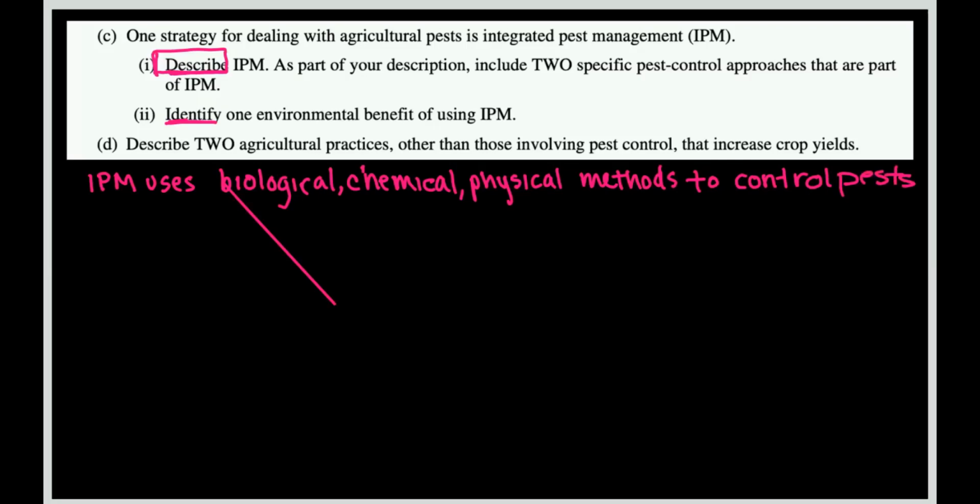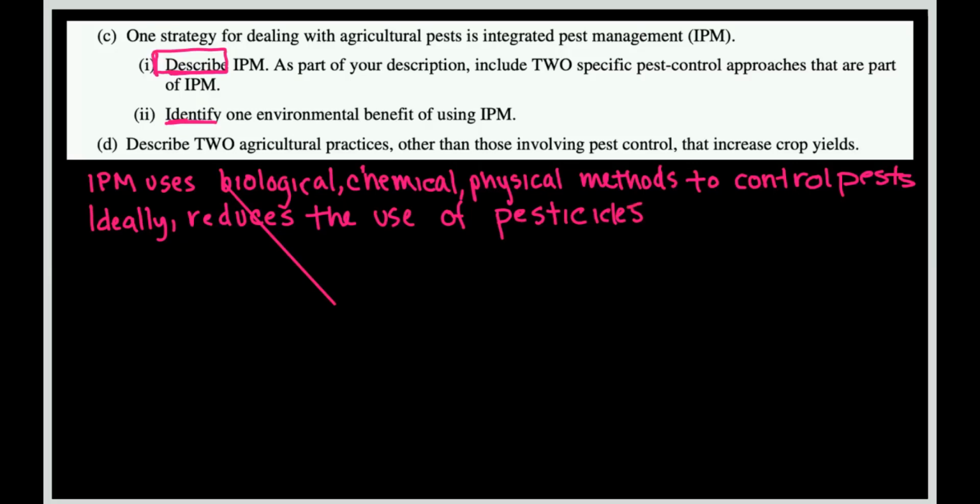So this is basically the definition of IPM. Ideally, it reduces the use of pesticides, which is basically the point of IPM. Instead of just spraying our crops with pesticides and being done with it, which is easy, maybe we'll use some crop rotation practices and windbreaks and things like that to reduce the amount of pests.